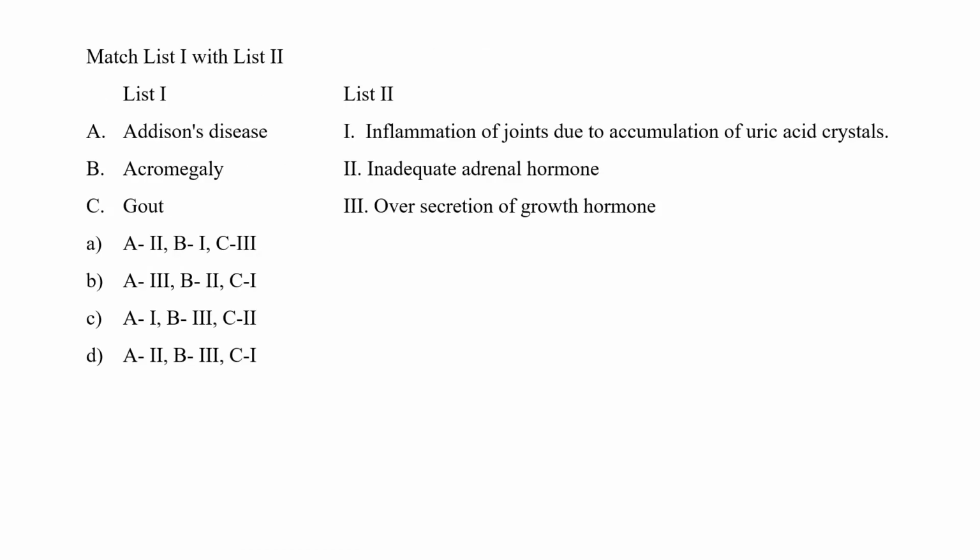The next question is match list 1 with list 2. So let's have a look at the list 1, Addison's disease. Now this Addison's disease is also known as adrenal insufficiency, which occurs when the body doesn't produce enough of adrenal hormones. So option number A matches with second, which is inadequate adrenal hormone.